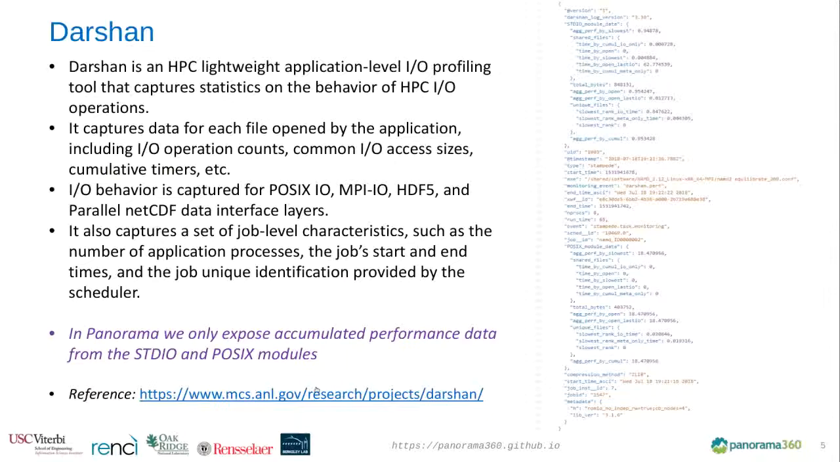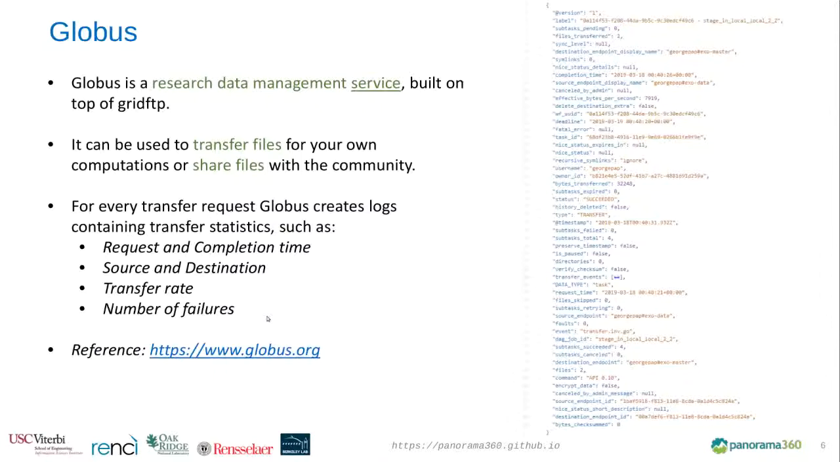Next on, we have Globus. Globus is a research data management service built on top of GridFTP, and it can be used to transfer files for your own computations or share files with the community. And for every transfer, Globus creates transfer logs containing statistics such as the time requested of the transfer, the completion time of the transfer, the source and destination, the transfer rate, and the number of failures. So again, the type of document here is in JSON format.